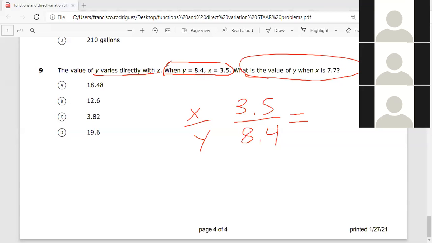You put 7.7 on top of x. 7.7 on top of x, or I could even do y because we're looking for y. Doesn't really matter, right? Okay, so let's go ahead and solve this. So very similar to what we did on top. What would be our first step to try and solve this?